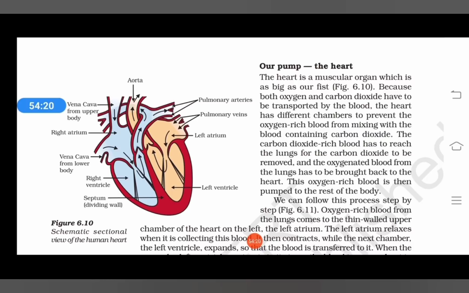The carbon dioxide-rich blood has to reach the lungs for the carbon dioxide to be removed, and the oxygenated blood from the lungs has to be brought back to the heart. This oxygen-rich blood is then pumped to the body. We can follow this process step by step. See in the figure, the arrow shows from where the blood comes in and how it goes out.